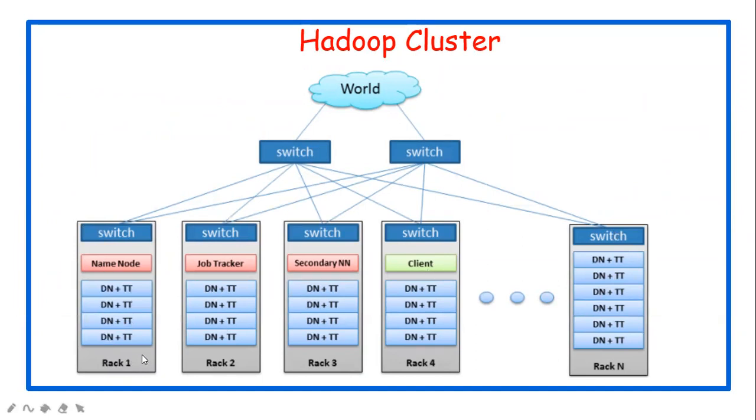Each rack has one name node, and also a set of data nodes plus task tracker. The data node is called a hardware device. The task tracker is called a program. If you want to access the data, we need a program, the task tracker program. Next, this is a switch. The switch is for communicating with such data nodes and name nodes; that is called the network.